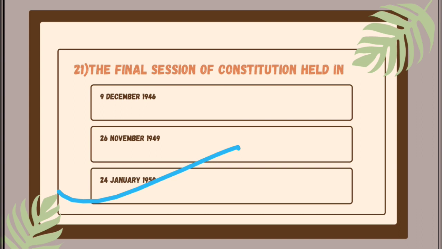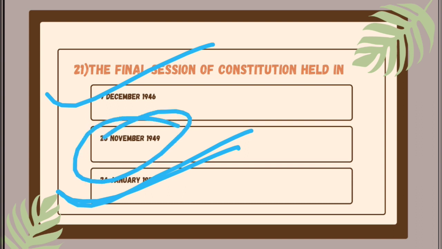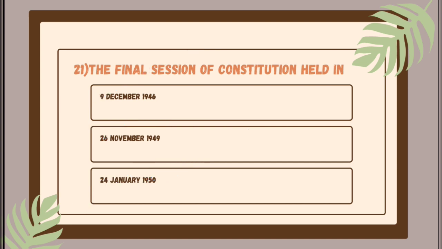The final session of the Constituent Assembly was held on 24 January 1950. The first meeting was in December 1946, and 26 November 1949 is known as the day the Indian Constituent Assembly completed its making of the Indian Constitution. Okay, this is all about the 21st question.